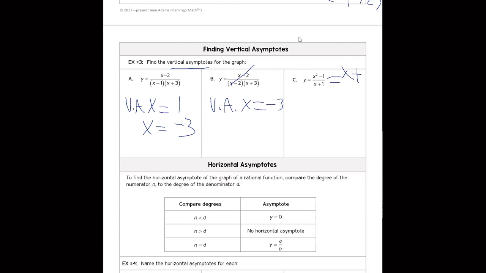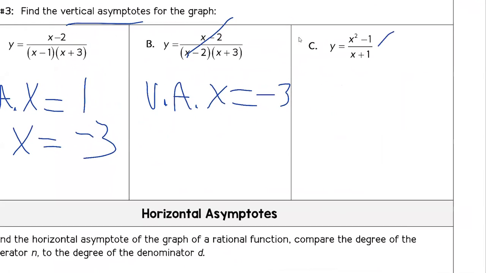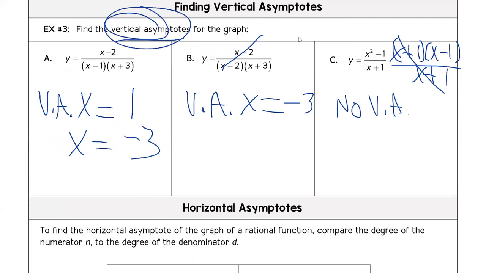For this one, if you simplify, it would be x plus 1, x minus 1. So since that cancels, you literally don't have anything. You don't have any vertical asymptotes. You would have a hole at -1, but this one would actually have no vertical asymptotes. So this section, just keep in mind, they're just asking for vertical asymptotes, so we're not worried about anything else. Since there wouldn't be anything on the bottom there that can't be removed, C would have no vertical asymptotes.